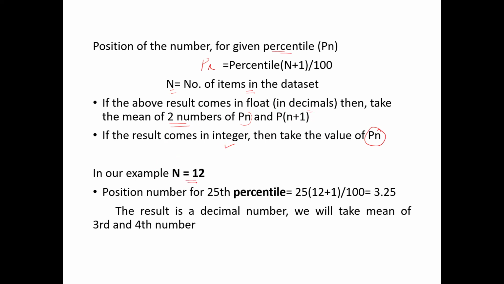In our example, we know that n equal to 12. Then the position number for the 25th percentile, if you apply this formula, where the percentile is 25th, so in place of percentile we are going to write 25. And we know that n equal to 12, so 25 times (12 plus 1) divided by 100. We got a value of 3.25. As we said earlier, if the result is a decimal number, then we are going to take the mean of the third and its following number, that is the fourth number.